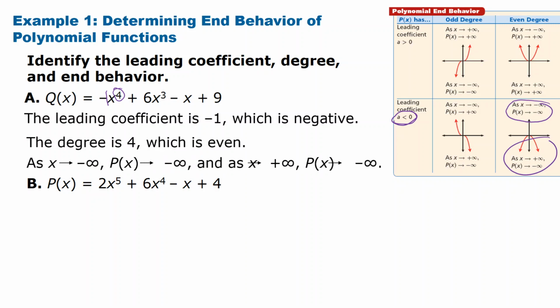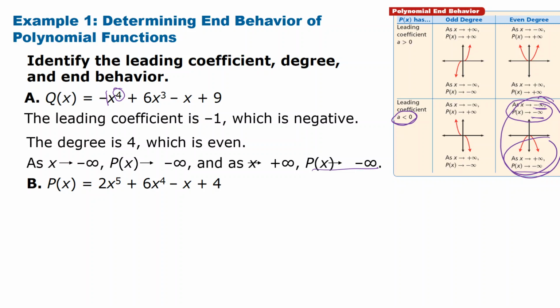So as x approaches negative infinity, our function is going to approach negative infinity. And as x approaches positive infinity, the whole function is going to approach negative infinity. So we can see that this one looks like that. All right, let's take a look at the next problem.